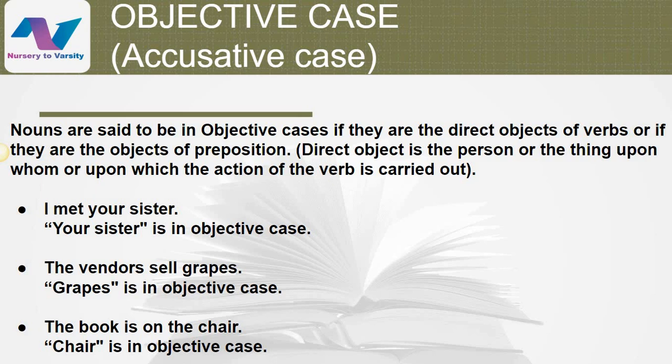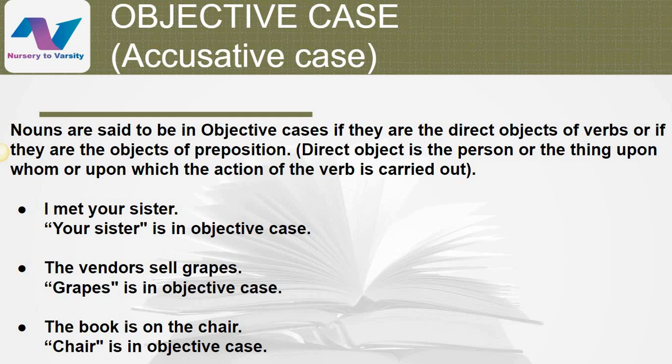Now, moving on to the example, I met your sister. So here, I is the subject, met is the verb. Now what? To whom? To whom I met? I met your sister. That is the reason your sister is in objective case. Here, your sister is the direct object. The vendors sell grapes. The vendors sell what? The vendors sell grapes. Grapes is the direct object here, and that is the reason grapes is in objective case.